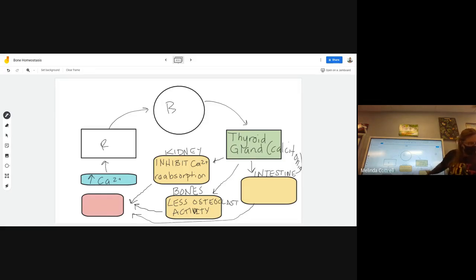Okay, the last thing, let's round this up, is the intestines. Obviously calcitonin is going to have the opposite effect than the other one, so it's not going to be absorbing calcium anymore from food. And all of these are going to have the same effect, which is to reduce the calcium in the body. And remember, this is separate. I need to move those around for next time.